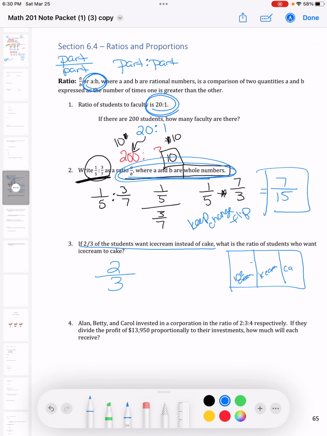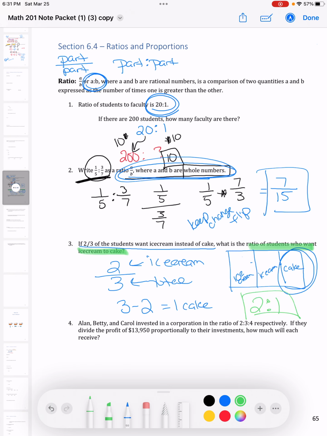That means this last one would want cake. The 3 tells me the total, and the 2 tells me how many want ice cream. So as we can see, there's only 1 that wants cake, and I can get that by subtracting the numerator from the denominator. So if I were to write this as a ratio of ice cream to cake, I would need that ice cream to come first. So that would be 2 to 1, ice cream to cake.